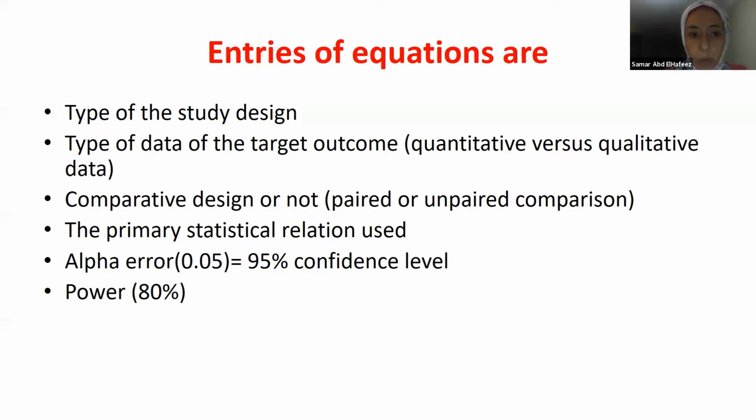This is not the main issue. I have another concern, which is the type of the data of the target outcome, quantitative versus qualitative. What does it mean? If I want to estimate the knowledge of a group of the population regarding a certain condition, I have two options to summarize my data at the end of the story: either to report the score of the knowledge, or to categorize the population as knowledgeable and non-knowledgeable. Is it clear now or not?